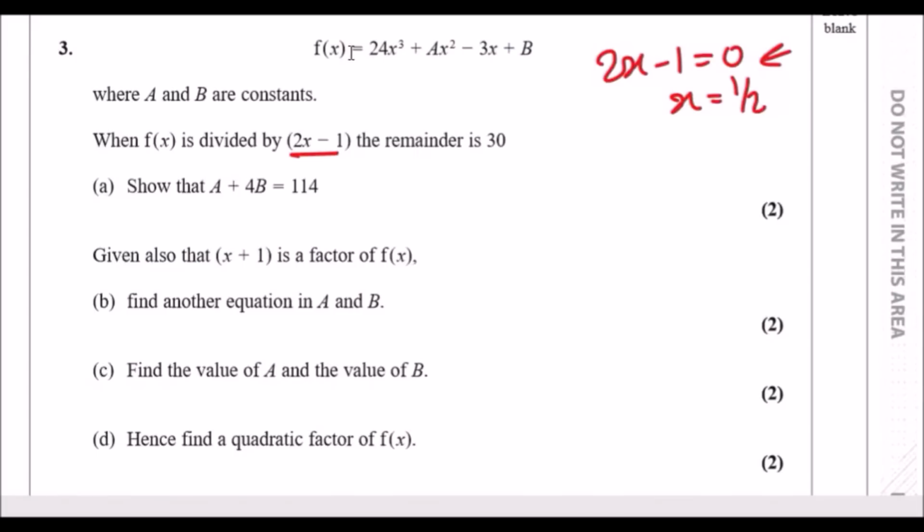So it says here that we got a function which is a cubic function where a and b are constants, and it tells us now, and this is the important bit, when f(x) is divided by 2x minus 1, the remainder is 30. In other words, the function equals 30 when you plug in a certain x value. Now, when you have a linear term like this, remember to always equate to 0 and find what the actual x value is. So 2x minus 1 is 0, 2x is 1, and x is half.